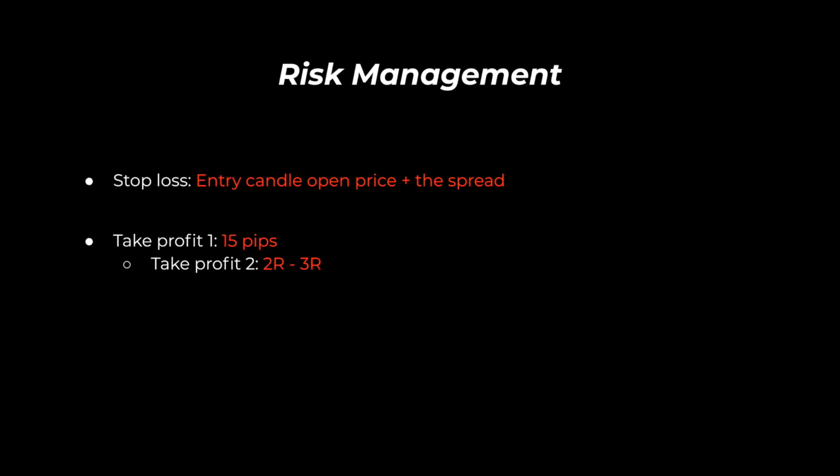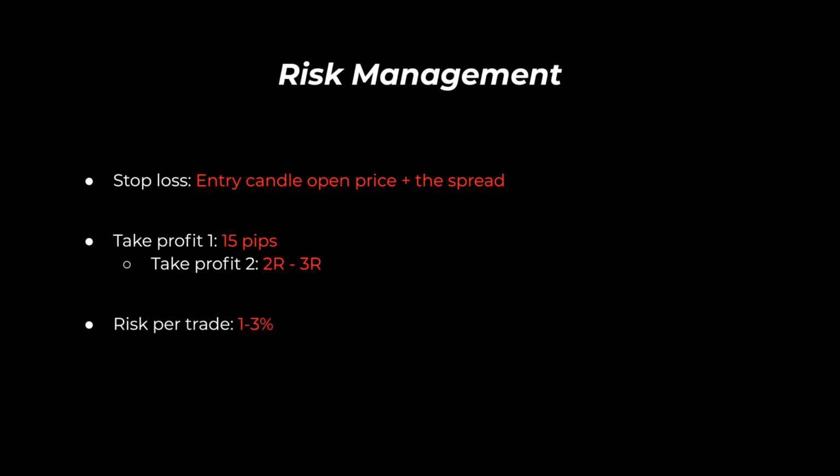The second level of take profit is going to be 2R or 3R. You now understand what the R multiple is. So for example, if you were risking 10 pips on a trade, you would take some off at 15 and you would look to then take more off at 20 and then at 30. That'd be 2R and 3R.